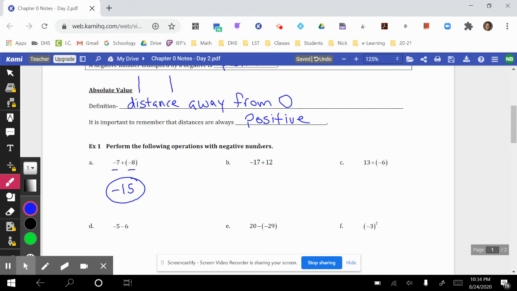Example B, we have -17 plus 12. We have a negative plus a positive, and my negative is bigger, so my answer is going to be negative. Then 17 minus 12 is 5, so we get -5. In C, we have 13 plus -6. Again, we're adding a positive with a negative. My positive is bigger, so my answer is going to be positive, and I'm just finding the difference between 13 and 6, and that's 7.